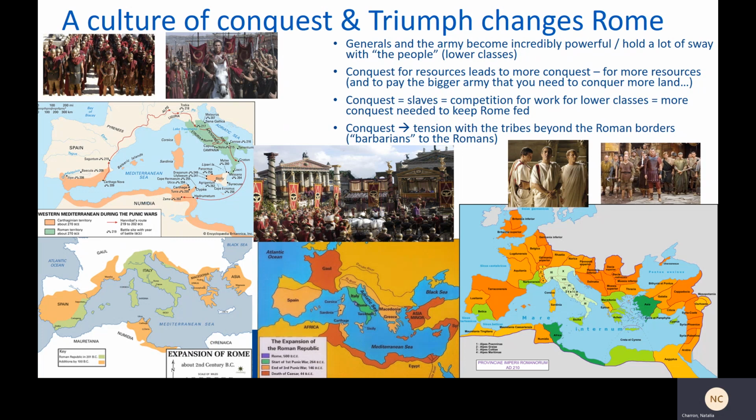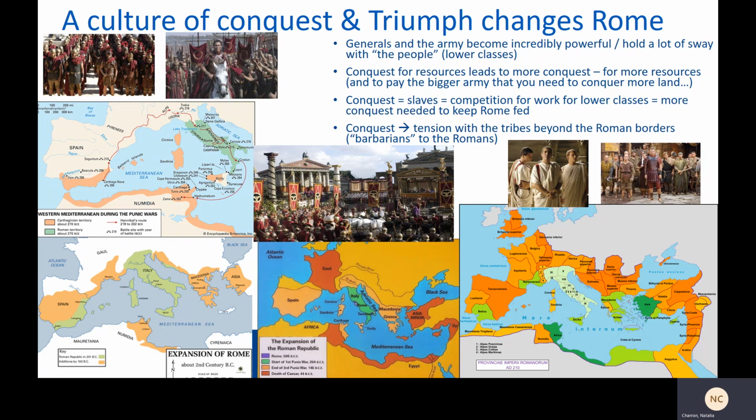As conquest became more and more a part of the culture of Rome, the army became more and more powerful, and they began to hold a lot of sway with the people, with the lower classes. You could think of generals like the celebrities of the day. Rome had this thing of triumphs too, where after a successful conquest, the generals would parade through Rome and everybody would see them. And in effect, that created a competing power base that was not so in control of the Senate, of the upper class patricians.